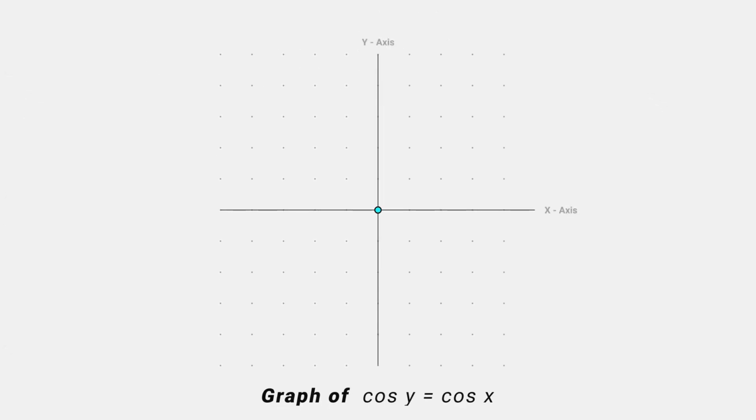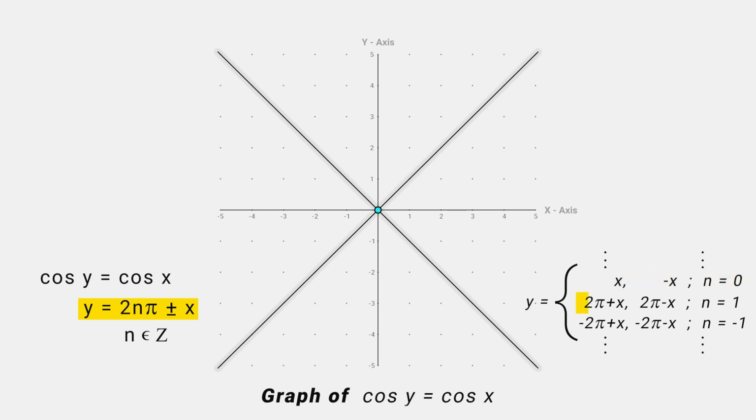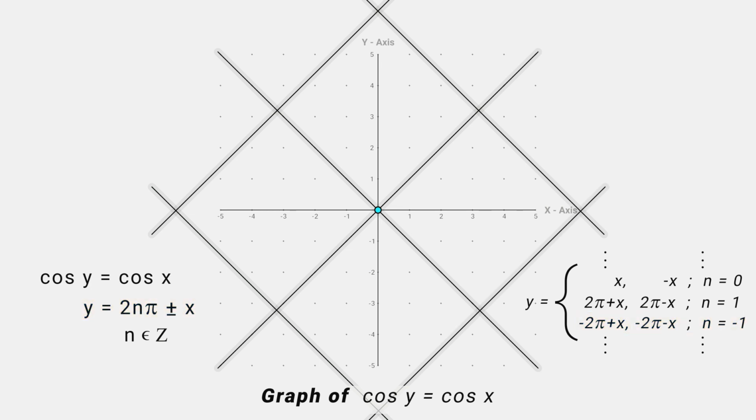Let's draw cos y equals cos x. We know that if cos y equals cos x, then y equals 2n pi plus or minus x, where n belongs to integers. When n equals 0, we get y equals x and y equals minus x. When n equals 1, we get y equals 2 pi plus x and y equals 2 pi minus x. For n equals minus 1, we get y equals minus 2 pi plus x and y equals minus 2 pi minus x, and so on. So this is the graph of cos y equals cos x.